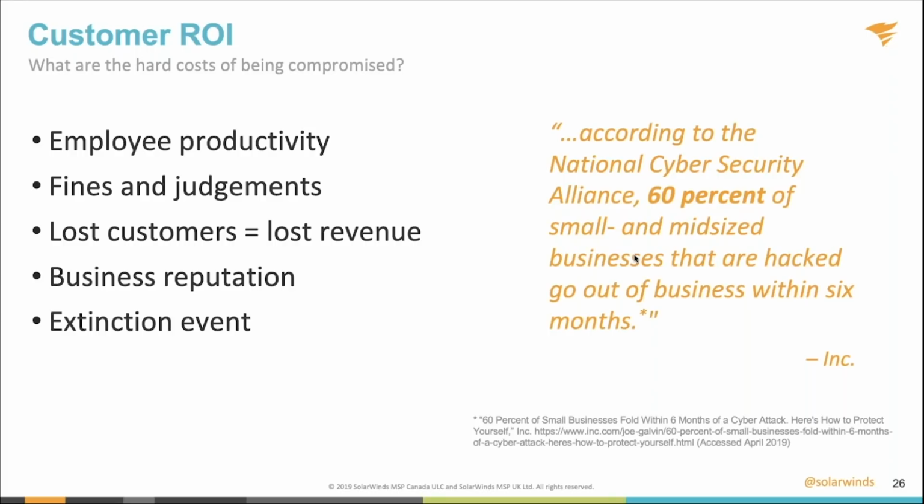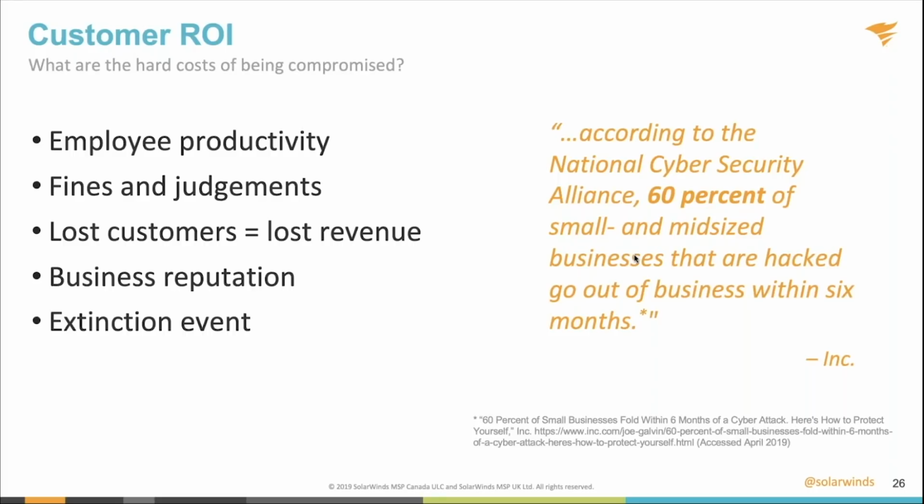And what goes hand in hand with that is business reputation. A business that has been breached has a very hard time coming back in terms of reputation if that breach is public. And most of the time nowadays, because of the regulations being what they are, it's very hard to not have a breach go public, because in terms of society these days, that's just the responsible thing to do. And then the one thing that we never want to see out of any customers is an extinction event.